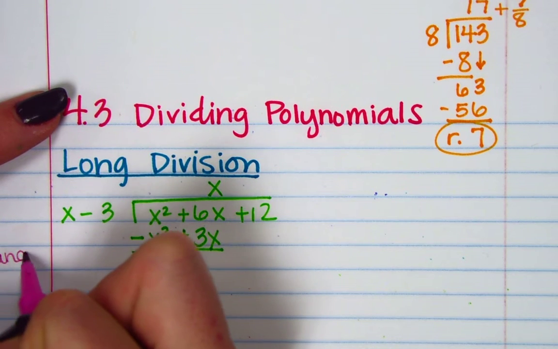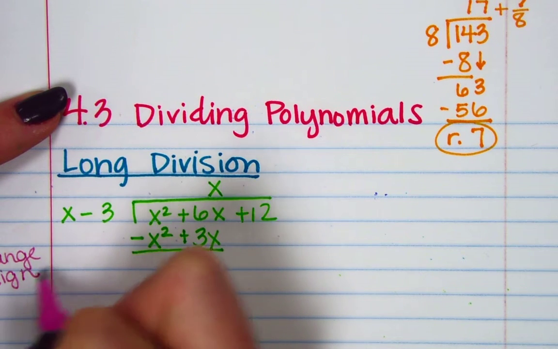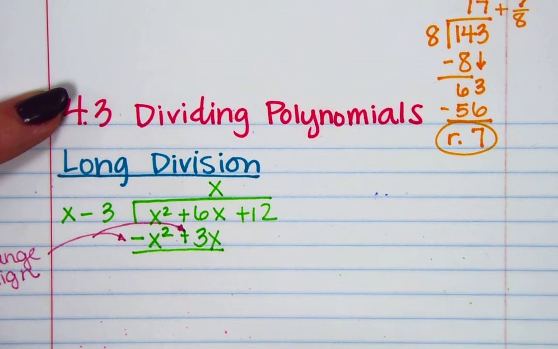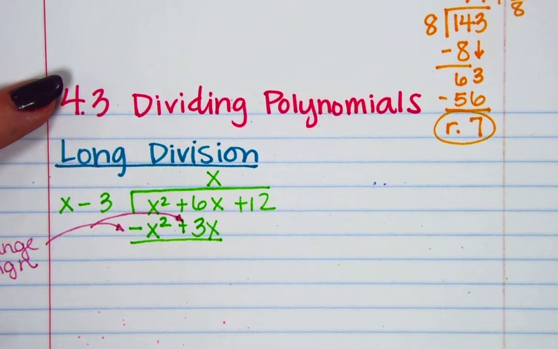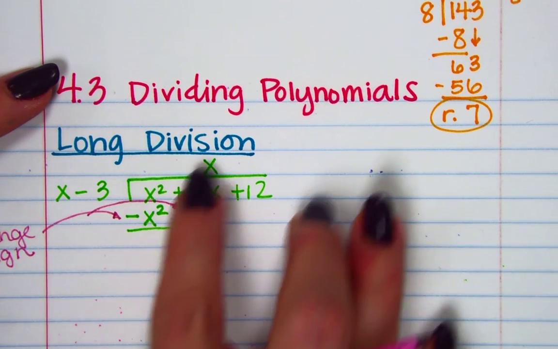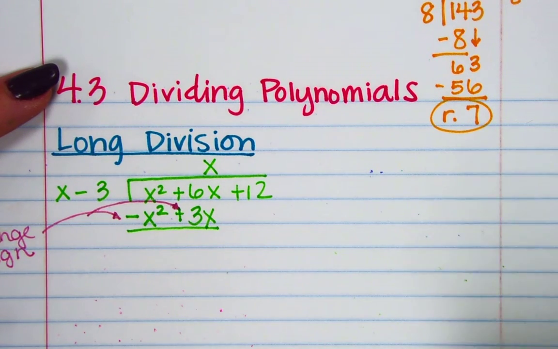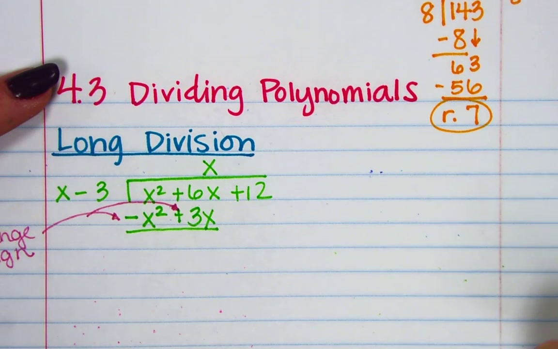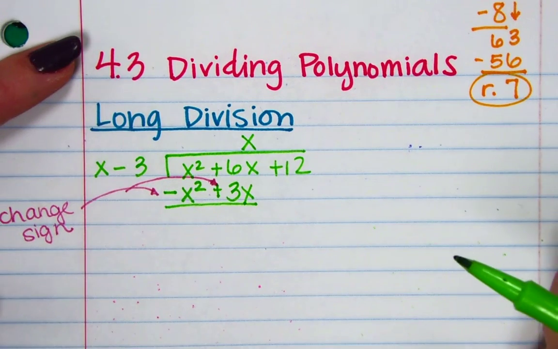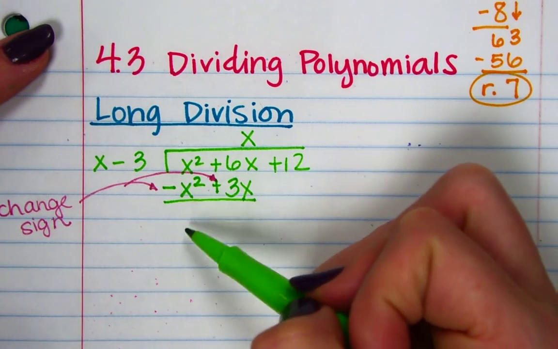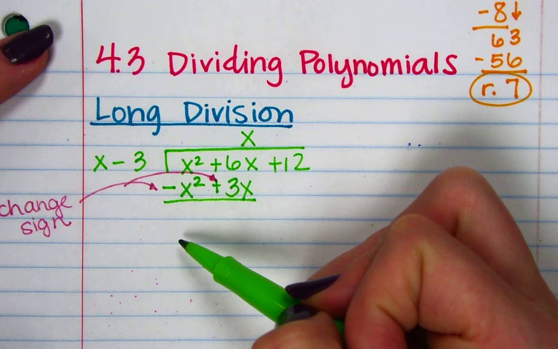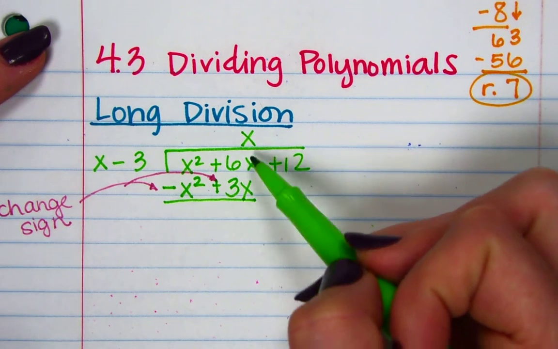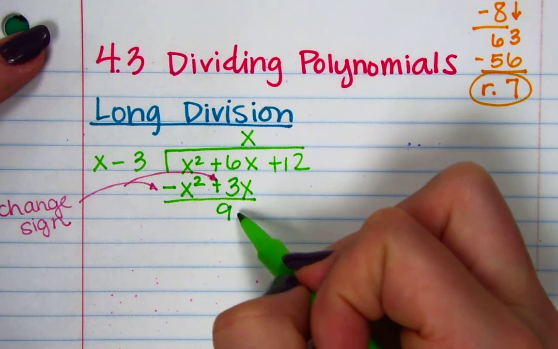Because we subtracted. Change that one, and we changed that one. So then what do we do? Got our two numbers here. We're going to subtract, right? X squared minus x squared, that gives me 0. That cancels out. That's good. Then 6x minus negative 3x becomes 6x plus 3x. That gives me 9x.